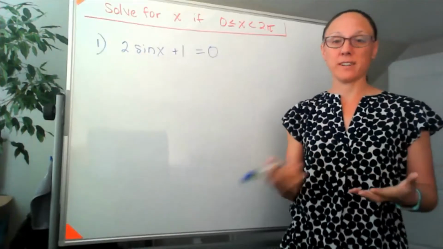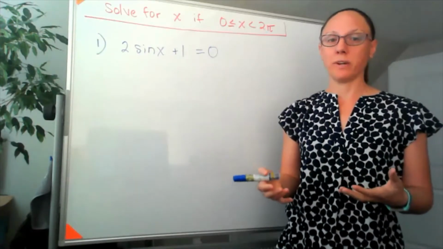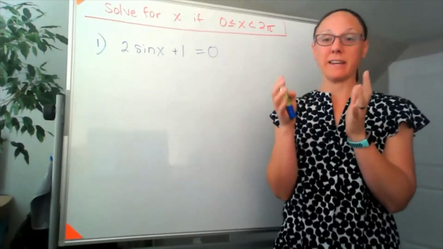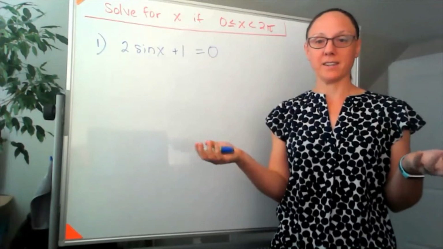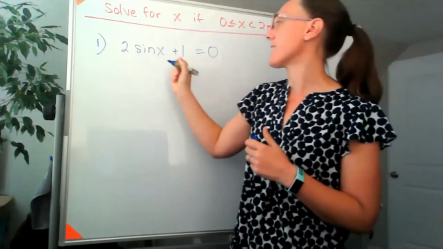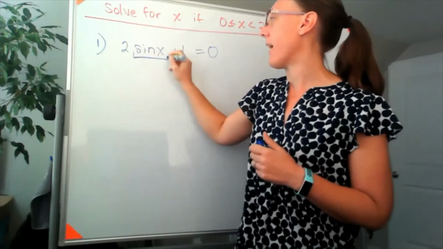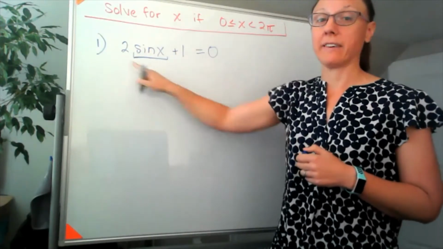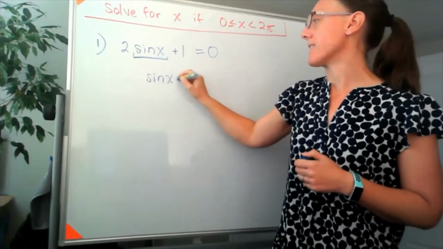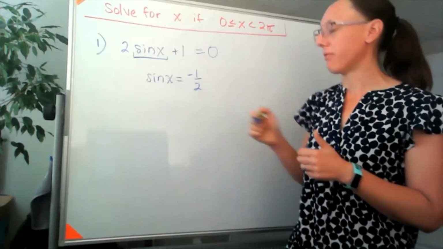The basic idea if I'm trying to solve a trig equation is I want to get the trig piece by itself, or if there are multiple trig pieces, I want to get each of them by themselves. So in this case, I'm going to want to isolate that whole sine of x. So I'm subtracting 1 and dividing by 2, which leaves me with sine of x is equal to negative 1/2.